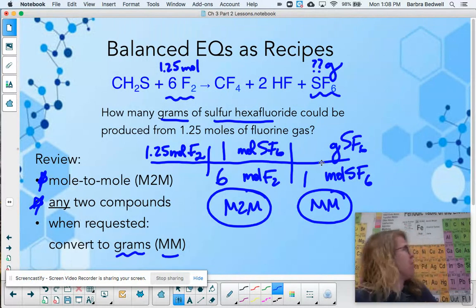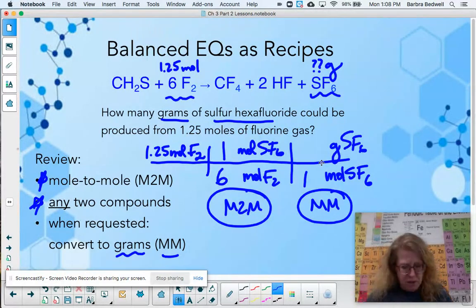So sulfur weighs 32.06, and I have 6 fluorines. 6 times 19.00 equals 146.06. Again, remember, for molar masses, we always use 2 decimal places, just so you know. As a reminder, it's been a little while since we've done that. So now we just do our math. 1.25 times 1 times 146.06 divided by each thing on the bottom, so divided by 6. So 146.06 times 1.25 divided by 6.